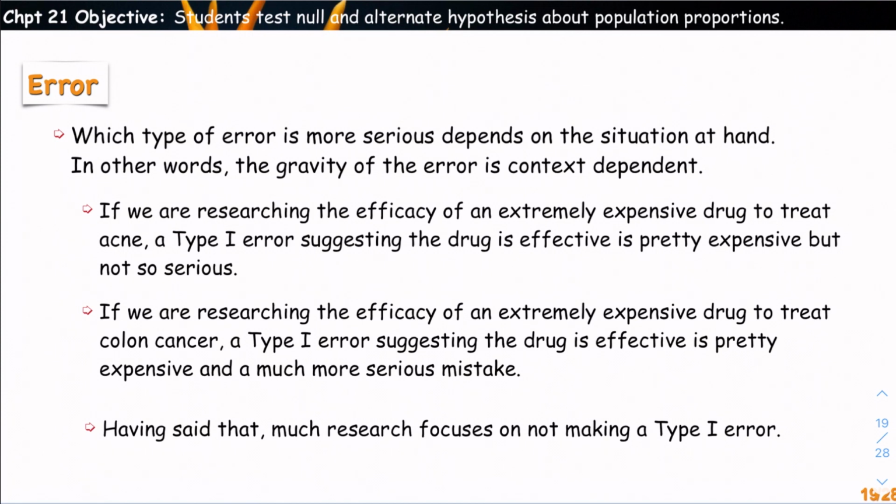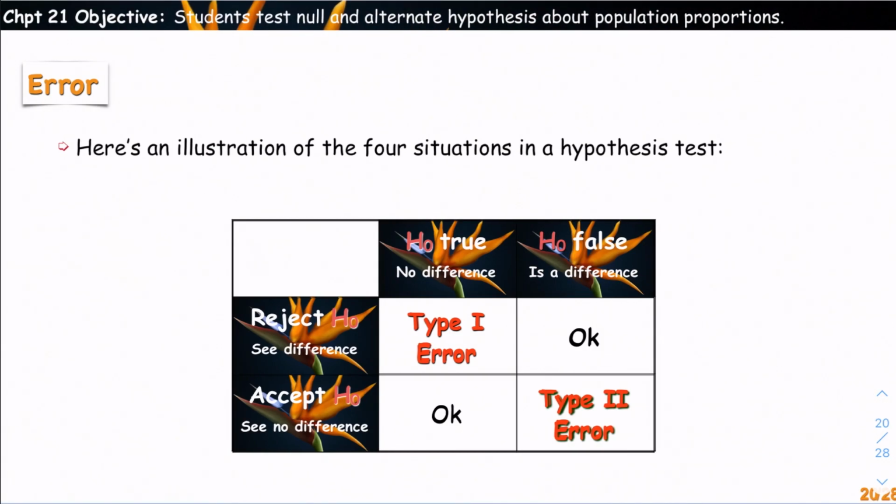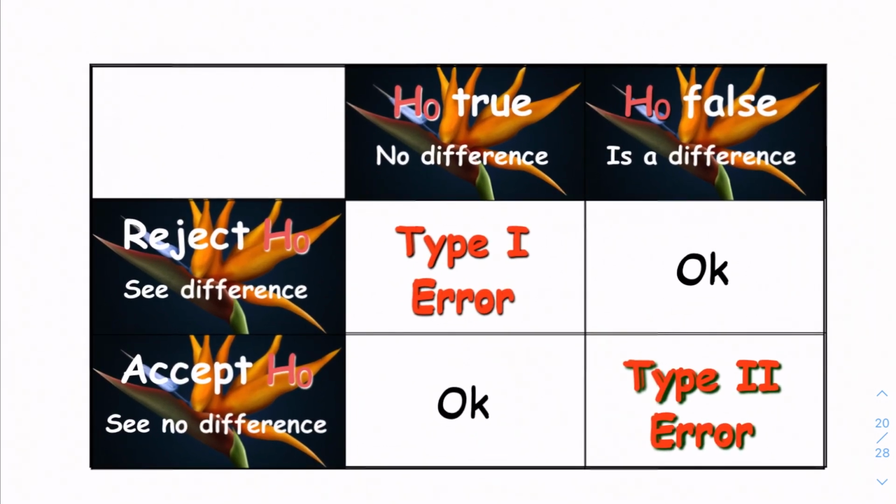If we are researching the efficacy of an extremely expensive drug to treat colon cancer, a type 1 error suggesting the drug is effective is pretty expensive and a much more serious mistake than just maybe it doesn't cure acne. Having said that, much research focuses on not making a type 1 error. So let's look at this chart. It's like a Punnett square.